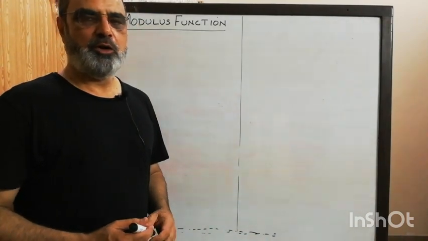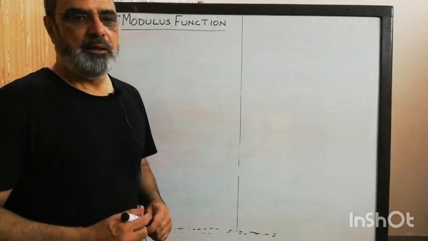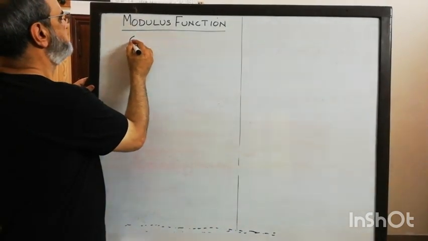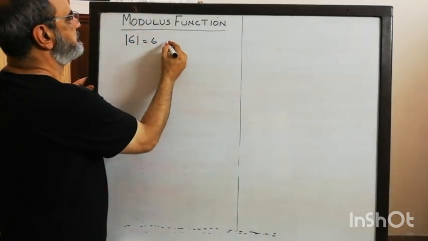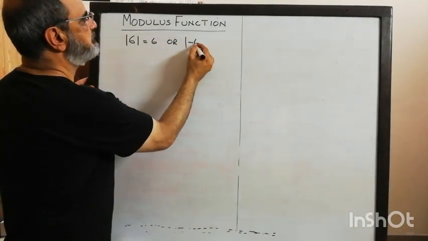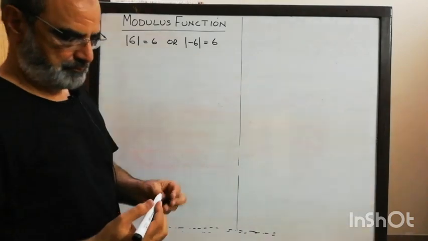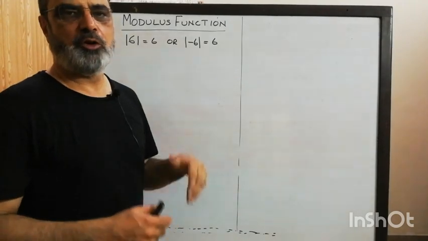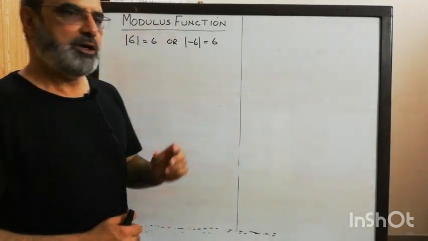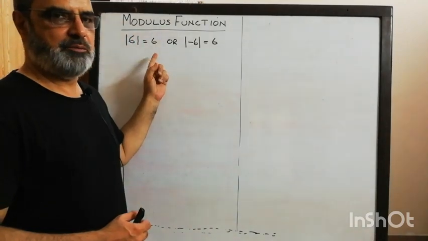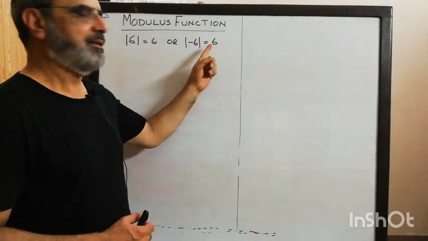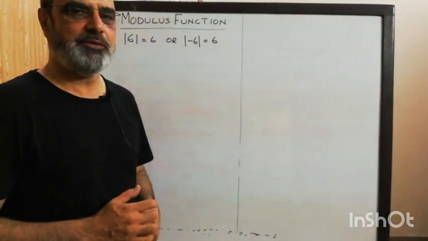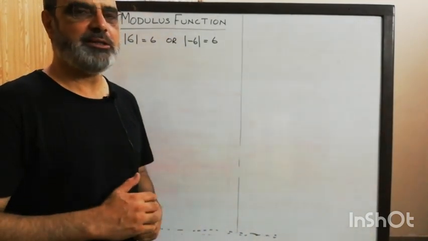Our today's topic is modulus function. If we take the modulus of a number, these two bars actually represent the modulus. Modulus of 6 is positive 6. Modulus of negative 6 is again positive 6. So the modulus of any number, whether it's a positive number or a negative number, is always positive.